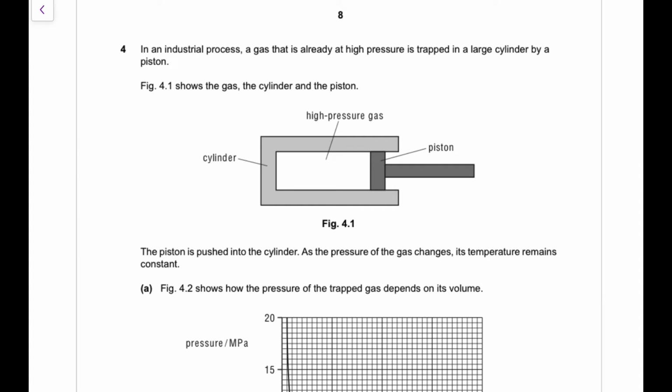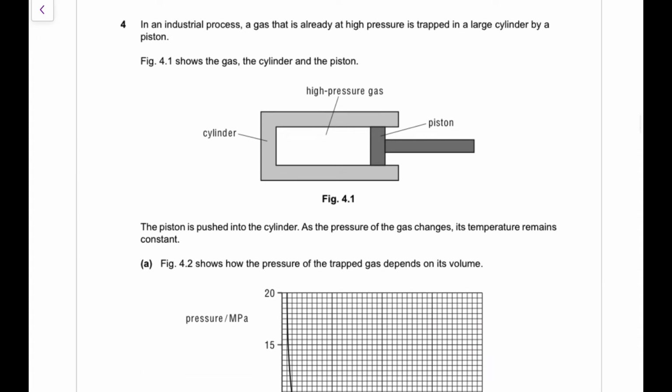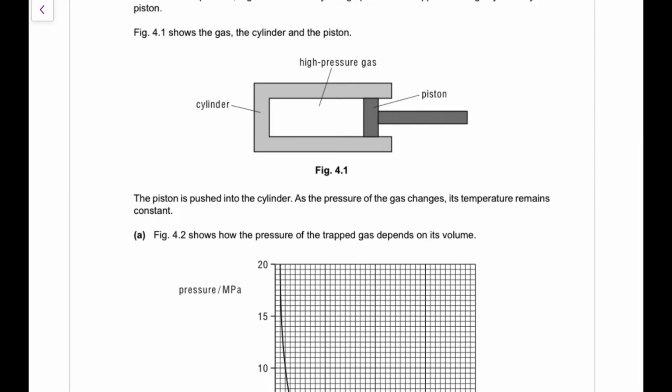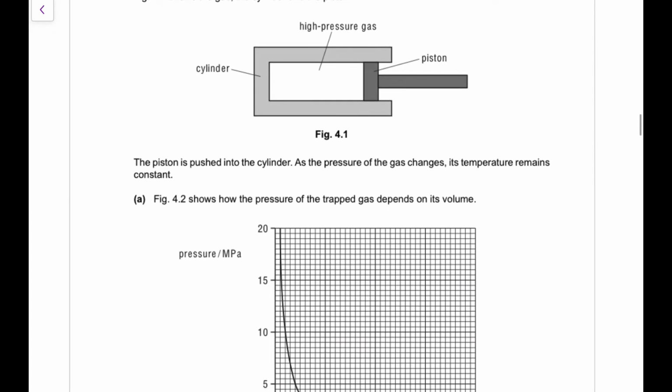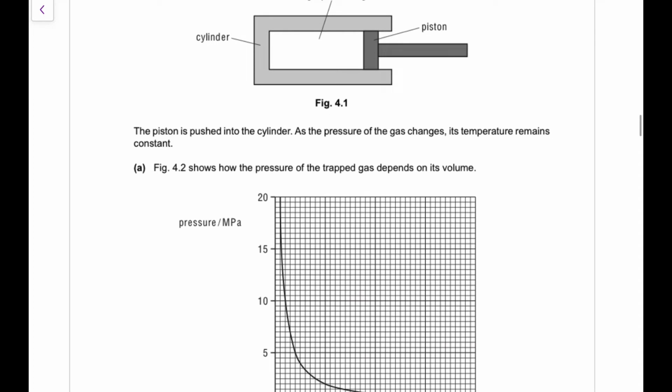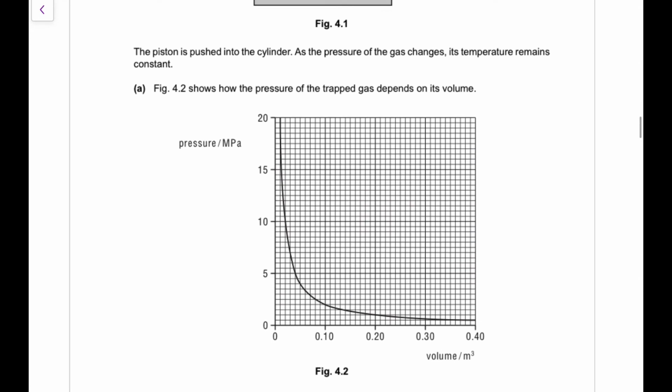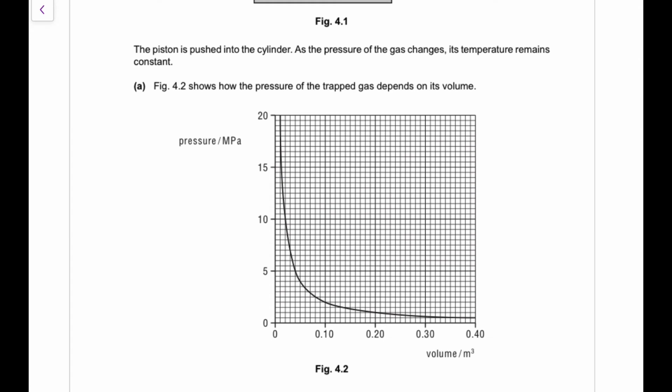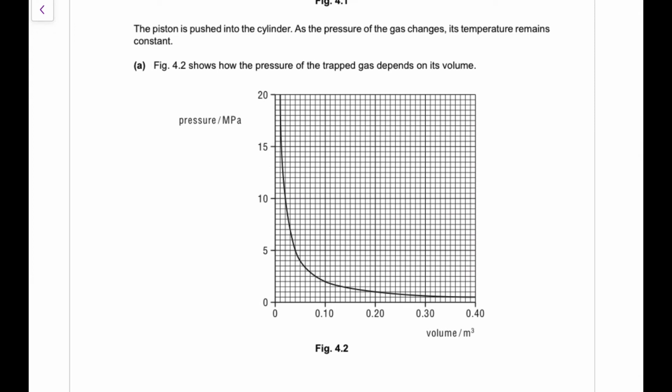Question 4. In an industrial process, a gas that is already at high pressure is trapped in a large cylinder by a piston. Figure 4.1 shows the gas, the cylinder, and the piston. The piston is pushed into the cylinder. As the pressure of the gas changes, its temperature remains constant. So Boyle's law states that pressure and volume are inversely proportional given that temperature remains constant, and this question relates to that law. Figure 4.2 shows how the pressure of the trapped gas depends on its volume. As the volume increases, the pressure drops.